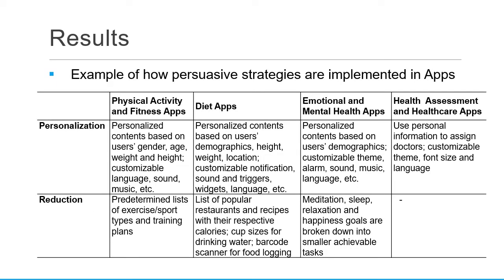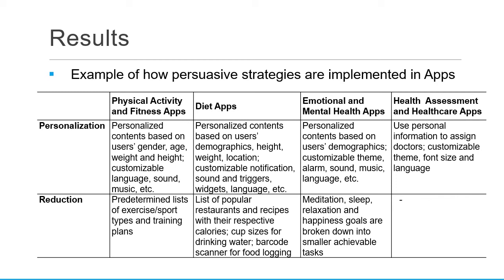Regarding how the persuasive strategies are implemented in the apps, this slide shows 2 sample strategies and how they are employed across the 4 domains. In diet apps, for instance, users are provided personalized contents depending on their demographics, height, weight, or location. Also, health assessments and healthcare apps use personal information to assign doctors to users or patients.